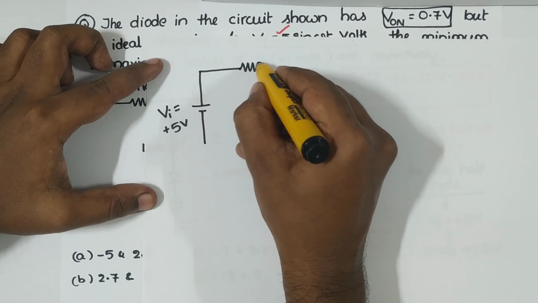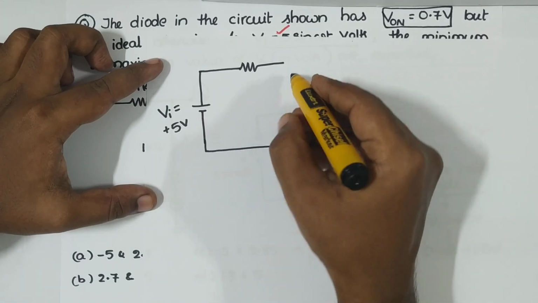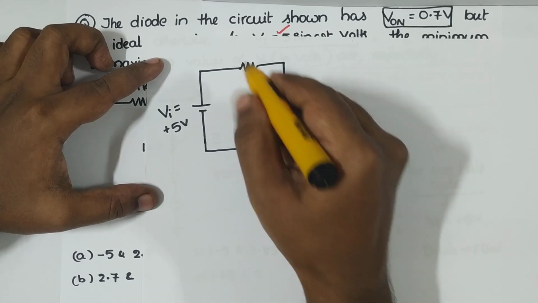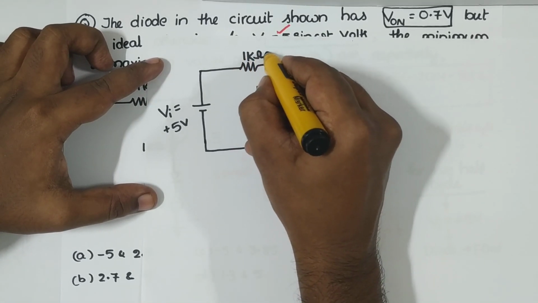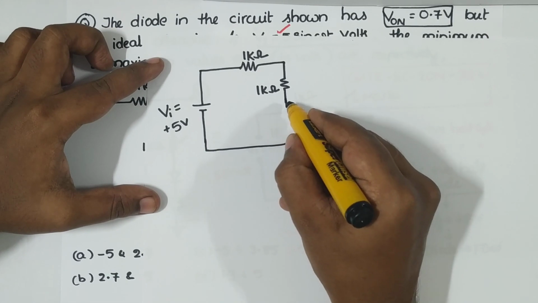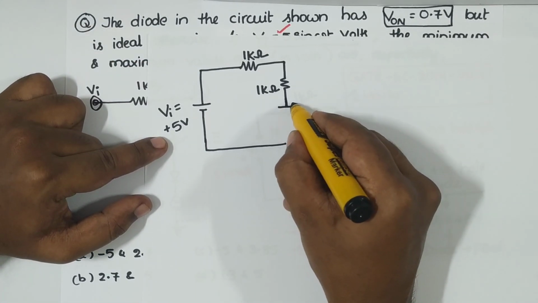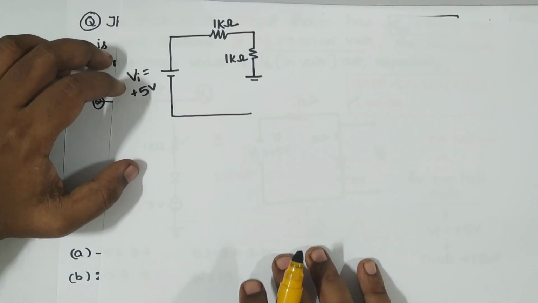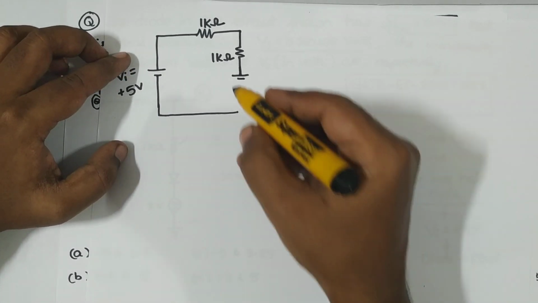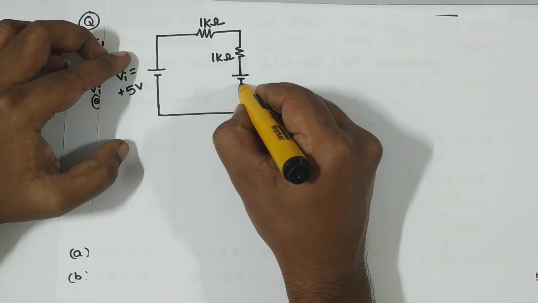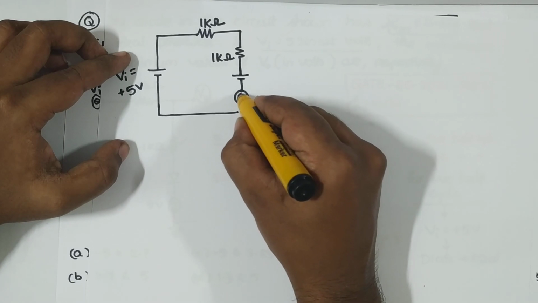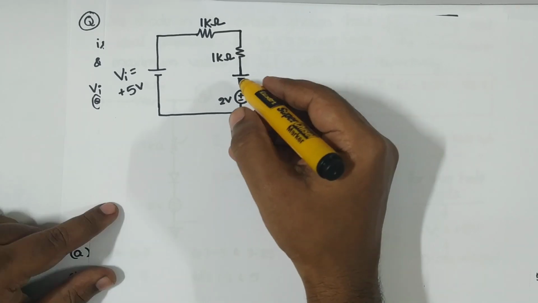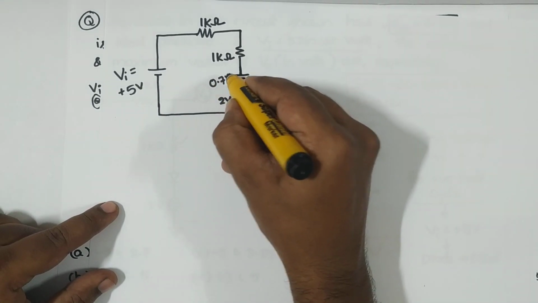Alright, so I have 1 kilo ohm here, and I have one more 1 kilo ohm. So make your circuit as simple as possible. That's it. Okay, so now as the diode is on for positive 5 volt, the on voltage is given to us as 0.7 volts, so we will take it for granted. So this is my 0.7 volt, and you have 2 volt here. Okay, so this is 2 volt as it is, and the on voltage is 0.7 volt.